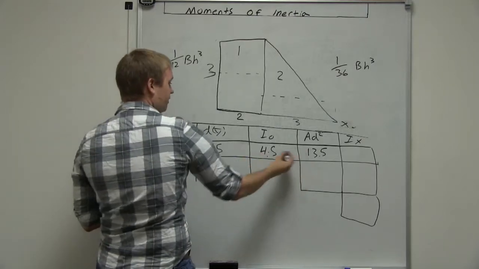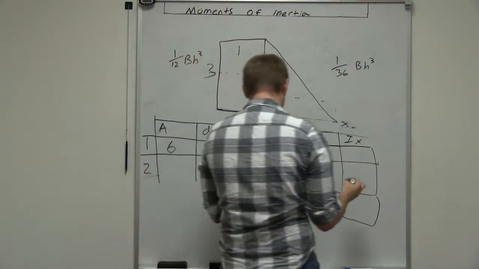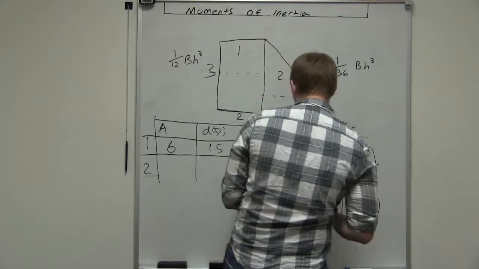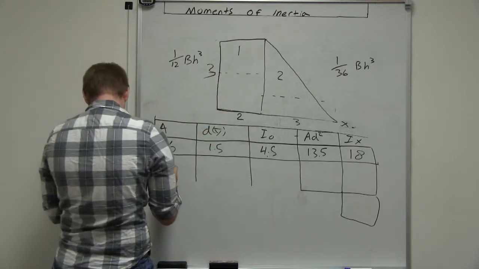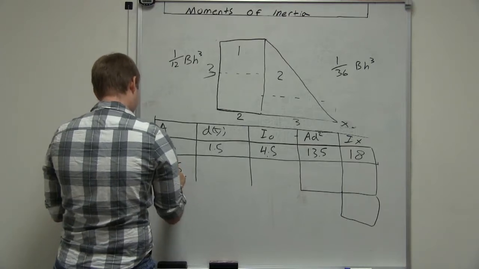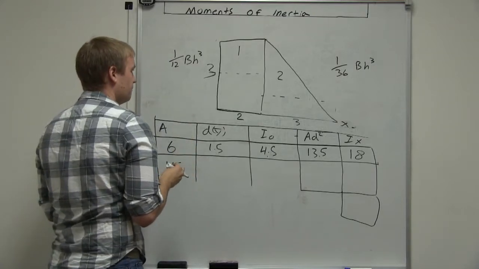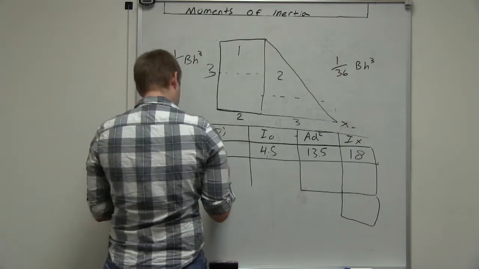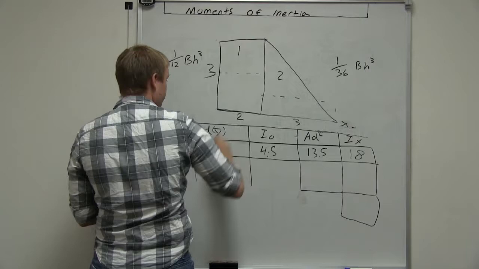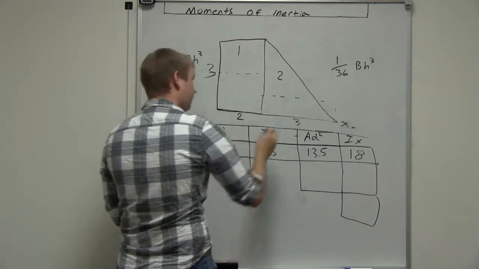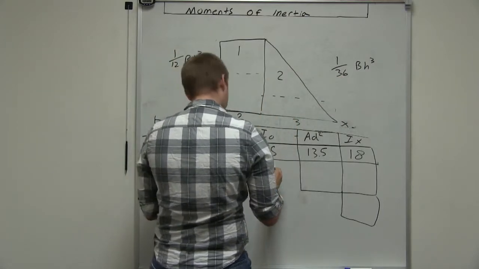And then we just add these two numbers together. So I naught plus A d squared equals I x. And that gives us 18. For object 2, the area of a triangle, 1/2 base times height, gives us 4.5. And then our distance is going to be 1/3 up of this total distance.